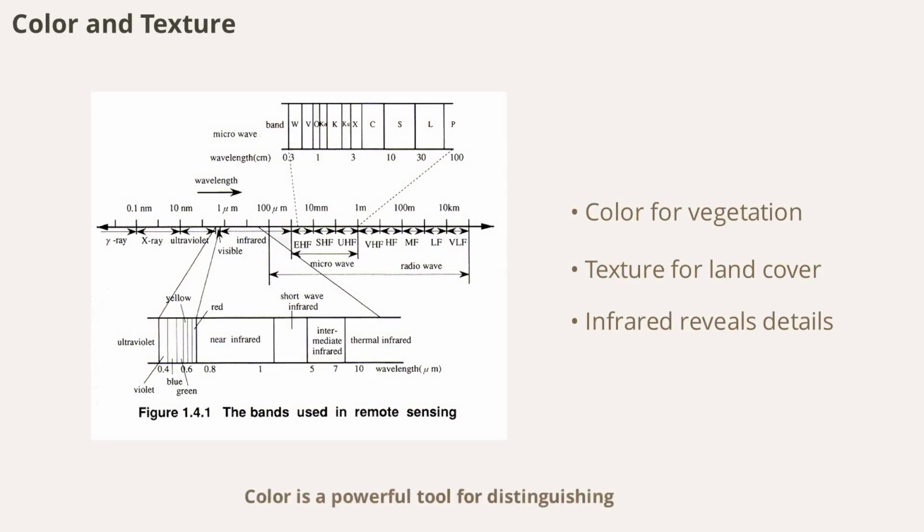Color is a powerful tool for distinguishing between different types of vegetation or land cover. Color infrared photographs or false color images can reveal details not visible in standard images. Texture refers to the pattern of repeated small features in an image. For example, grasslands have a smooth texture while forests appear coarse. Texture analysis helps in differentiating between various land cover types and understanding surface condition.